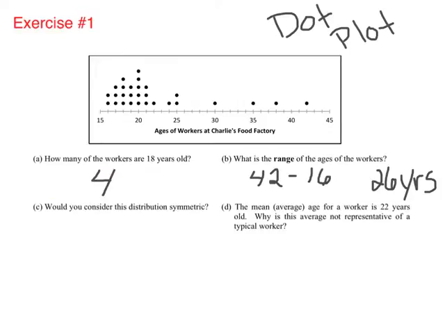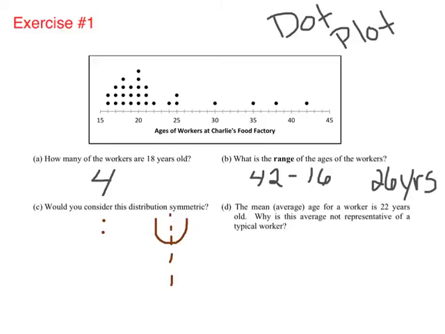C. Would you consider this distribution symmetrical? Well, what does that mean to be symmetrical? Where have you heard that word before? We've used the word symmetrical when we've talked about parabolas, knowing that my axis of symmetry splits the parabola in half, pointing out that this left side has to be exactly as the right side, here and here. Now, is this graph perfectly symmetrical? I would say no.